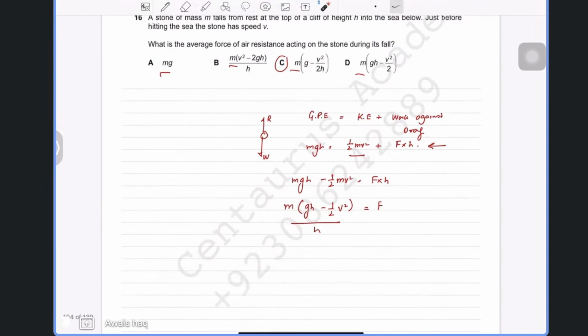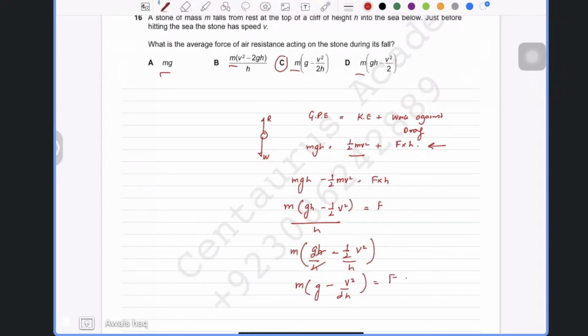So next what I'm doing is I'm dividing by h, so it is m outside, but gh divided by h minus half v squared over h, right? So this h and h cancel, so it's going to be g minus v squared over 2h, and that should be equal to force, and that's C. Understood?